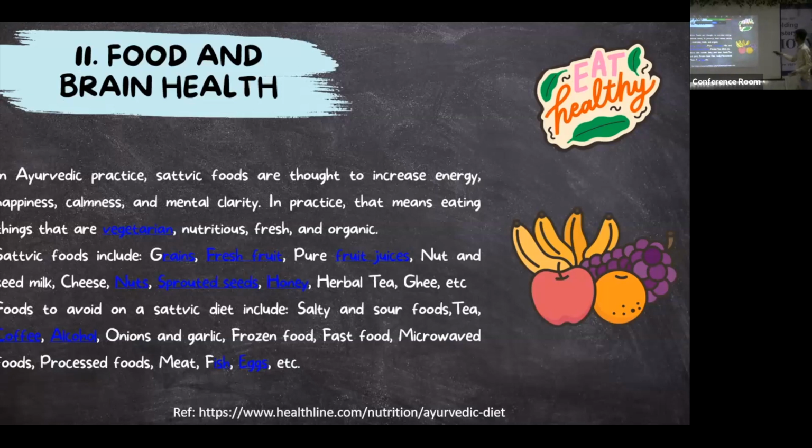It is in the blue color. It includes grain, fresh fruit, pure fruit juice, nut and seed milk, cheese, nuts, sprouted seeds, honey, herbal tea, ghee, etc. And what types of food should we avoid in the sattvic diet? Salty and sour foods, tea, coffee, alcohol, onion, garlic, frozen food, fast food, microwaved foods, processed food, meat, fish, eggs, etc. So these are certain tips. This is the reference from Health Line.